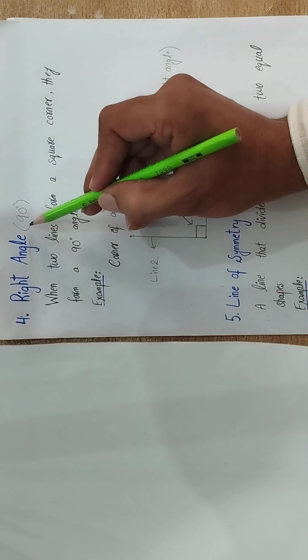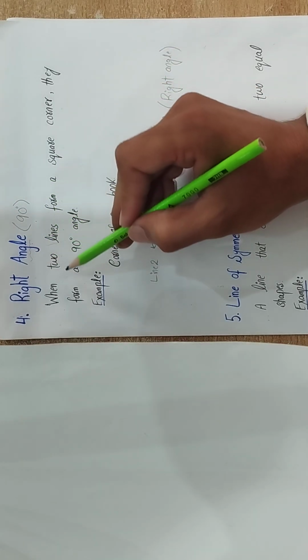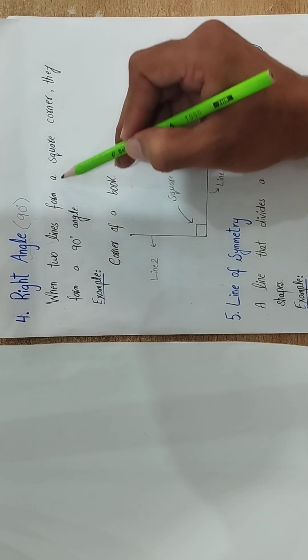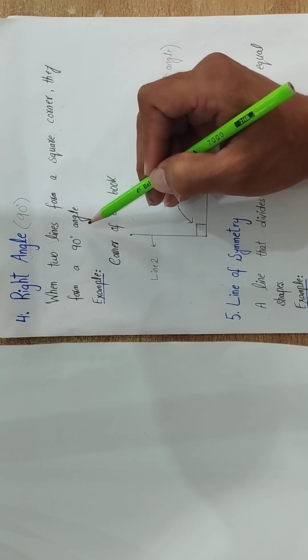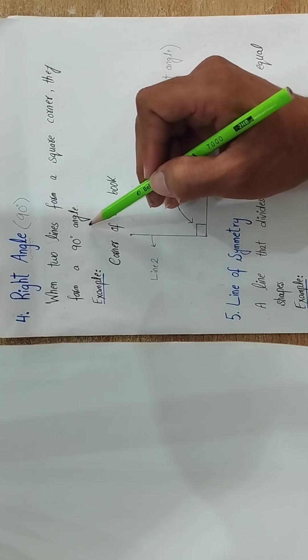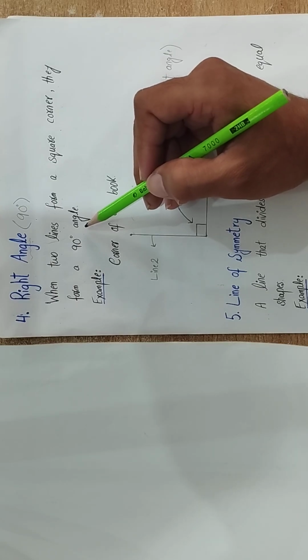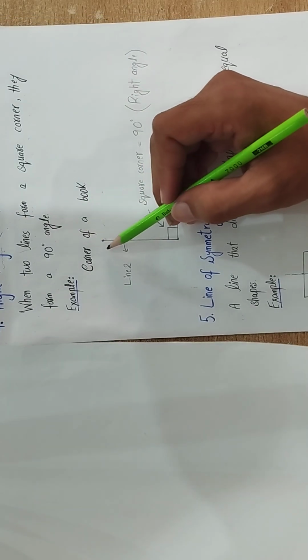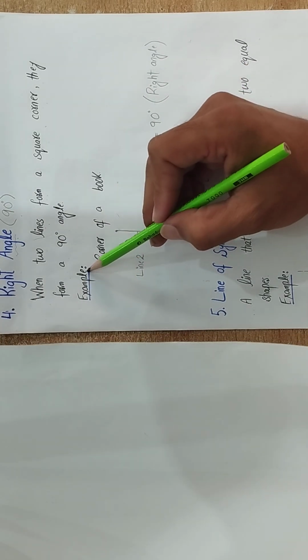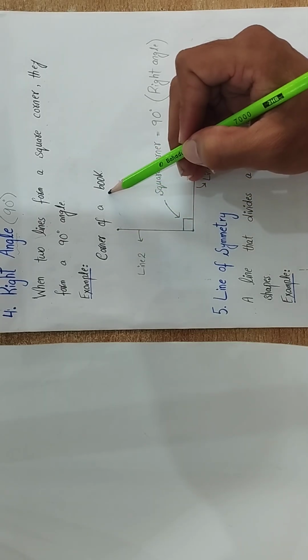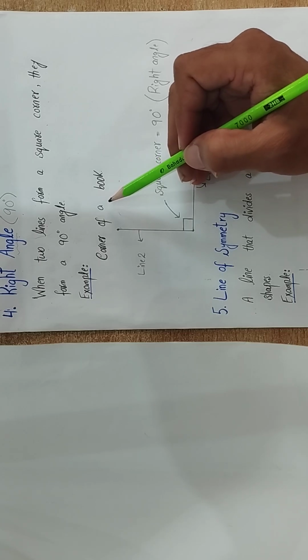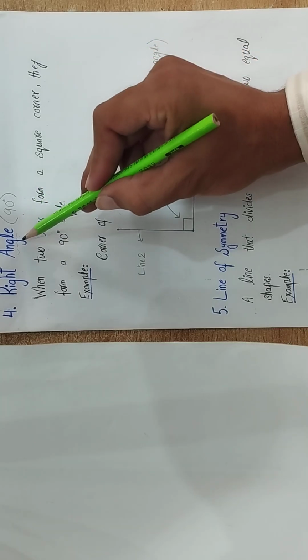When does a 90-degree or a right angle form? When 2 lines form a square corner, they form a 90-degree angle. जब 2 लाइंस मीट करती हैं और स्क्वायर कॉर्नर बनाती हैं, तब उनमें जो एंगल फॉर्म होता है वो 90 डिग्री होता है, राइट एंगल होता है. Let's see it through an example. The simplest example is the corner of your book. The corner of your book forms a square corner, so therefore the angle at the corner of the book is 90 degree or right angle.